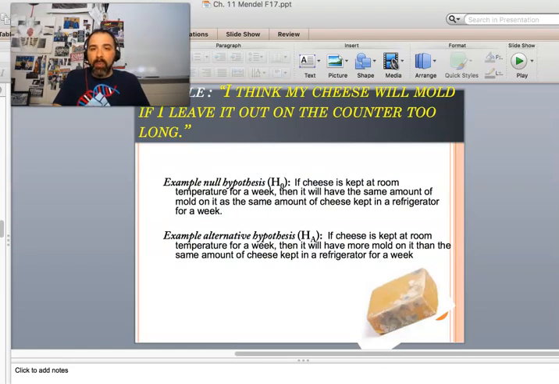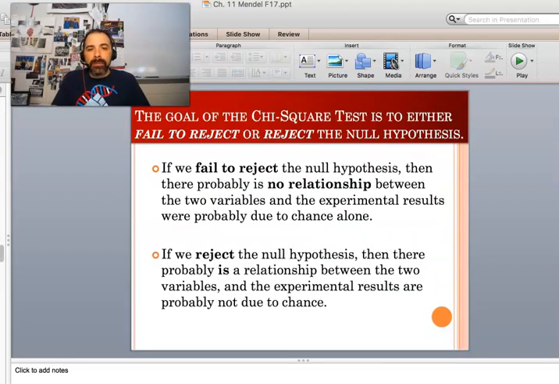So I think my cheese will mold if I leave it out on the counter too long. A null hypothesis would be something like: if cheese is kept at room temperature for a week, then it will have the same amount of mold on it as the same amount of cheese kept in a refrigerator. No real reason for that. An alternative hypothesis: if cheese is kept at room temperature for a week, then it will have more mold on it than the same amount of cheese kept refrigerated for a week. So you can see the difference between a null and alternative.